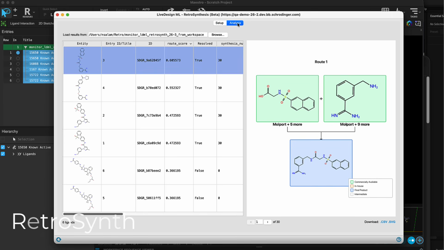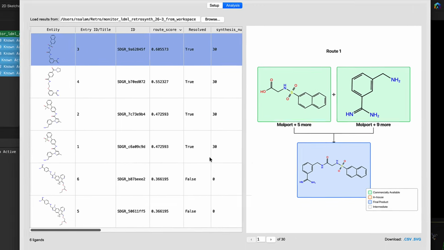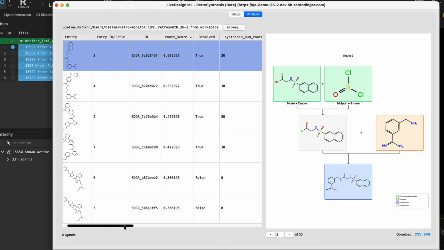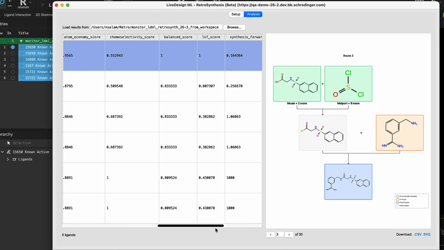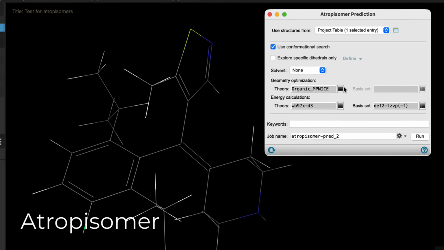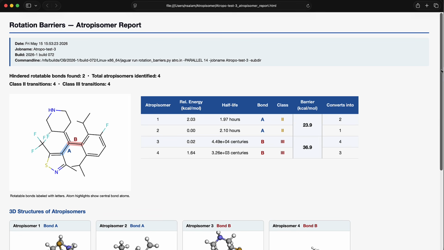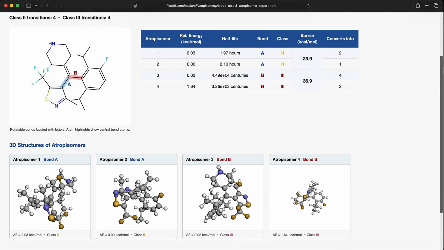Retrosynthesis adds an analysis tab in Maestro for reviewing and comparing predicted routes. Visual diagrams clarify alternatives, while route economy, chemoselectivity, convergence, and AI forward prediction scores help you weigh feasibility and route quality together. The new atropisomer prediction panel identifies hindered torsions, calculates rotational barriers with multi-level QM, and summarizes the results in an HTML report for clear review and communication.